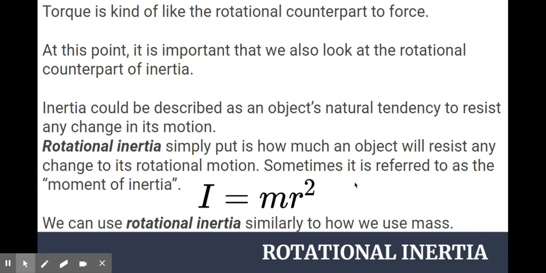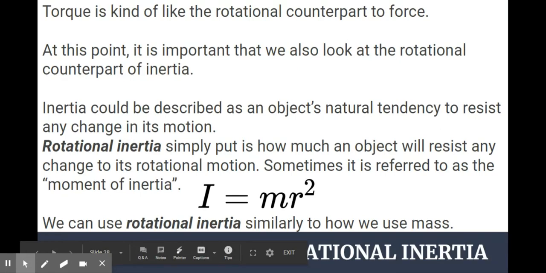So, like I said, torque is kind of like the rotation version of force. We're going to look right now at the rotational version of inertia or mass. Okay, so remember, inertia, or mass, just helps us understand an object's natural resistance to any change in its motion. Rotational inertia, comparable to mass or regular inertia, just lets us know how much the object is going to resist any change to its rotational motion. Sometimes it's called the moment of inertia. It's an older way to say it. You're probably more likely to see rotational inertia, but this is the equation.